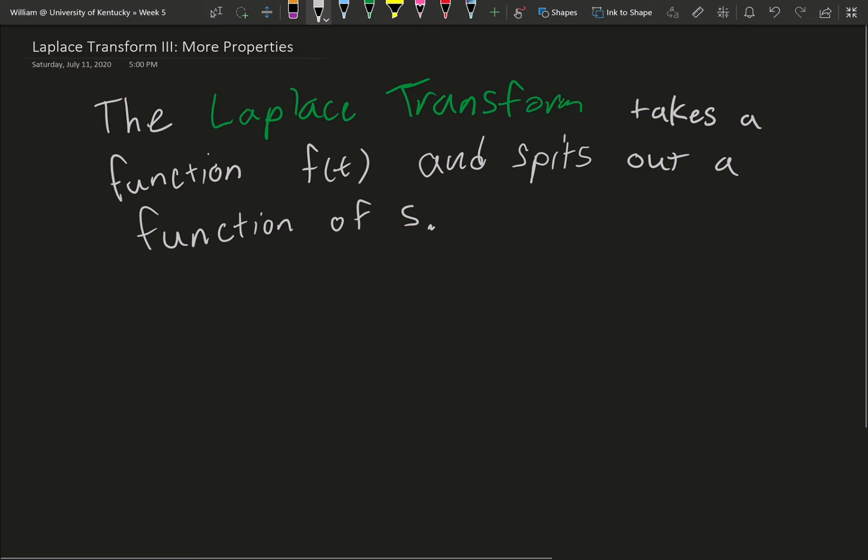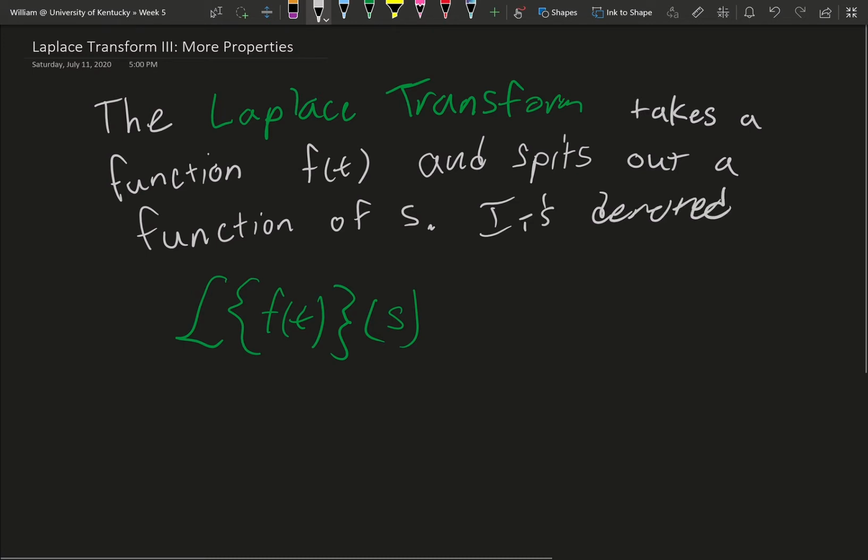It's most commonly denoted by this notation. You got this fancy L, curly brackets f of t, and then just to emphasize that it's a function of s, we put an s there. The other notation that we'll use sometimes is, if we start with f of t, we'll often write capital F of s.